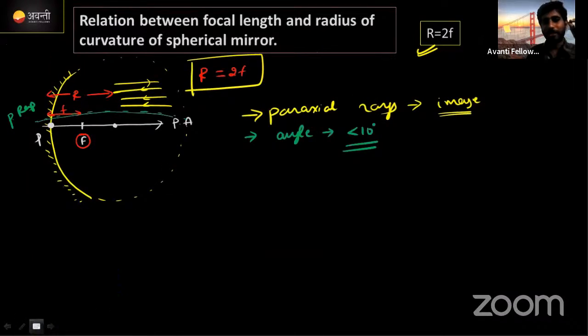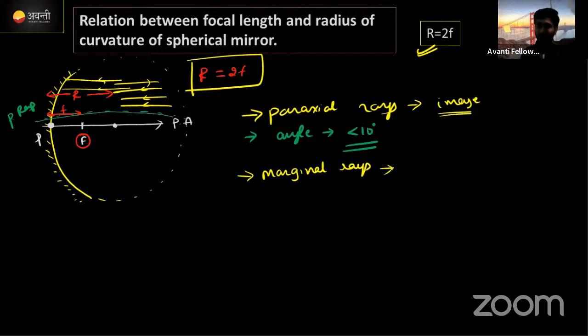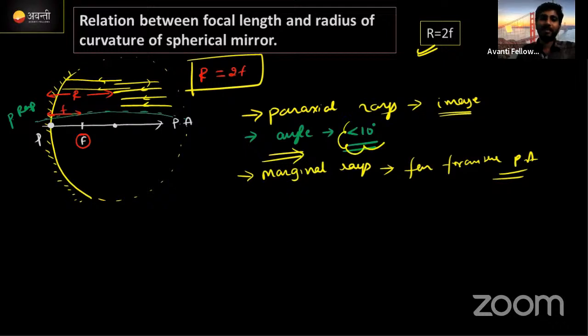And then there is another type of rays, the rays which are very far away from the principal axis. We call those marginal rays. Actually, these are present very far from the principal axis. Clear? What is the condition for paraxial rays? They have to create an angle less than 10 degrees. Yes.